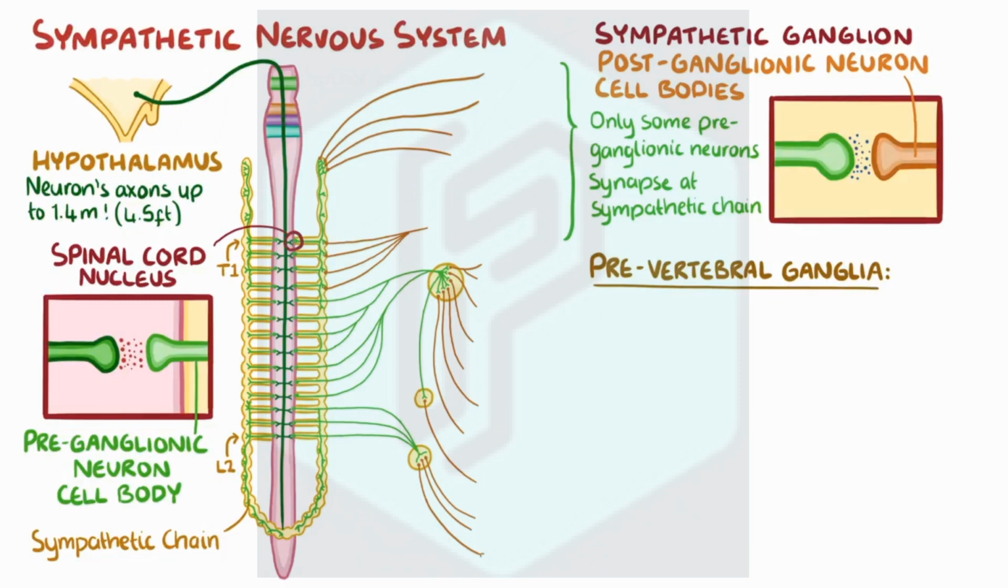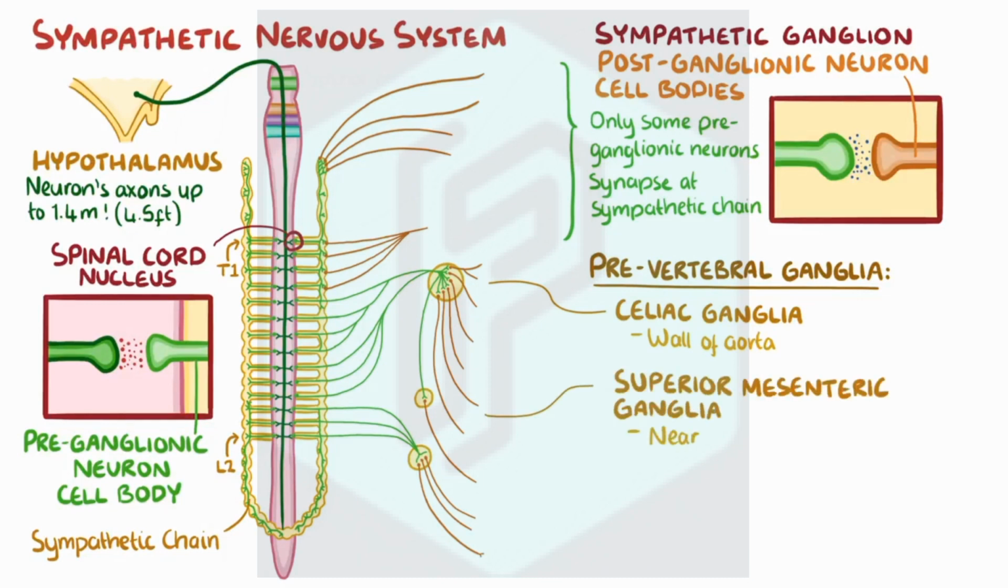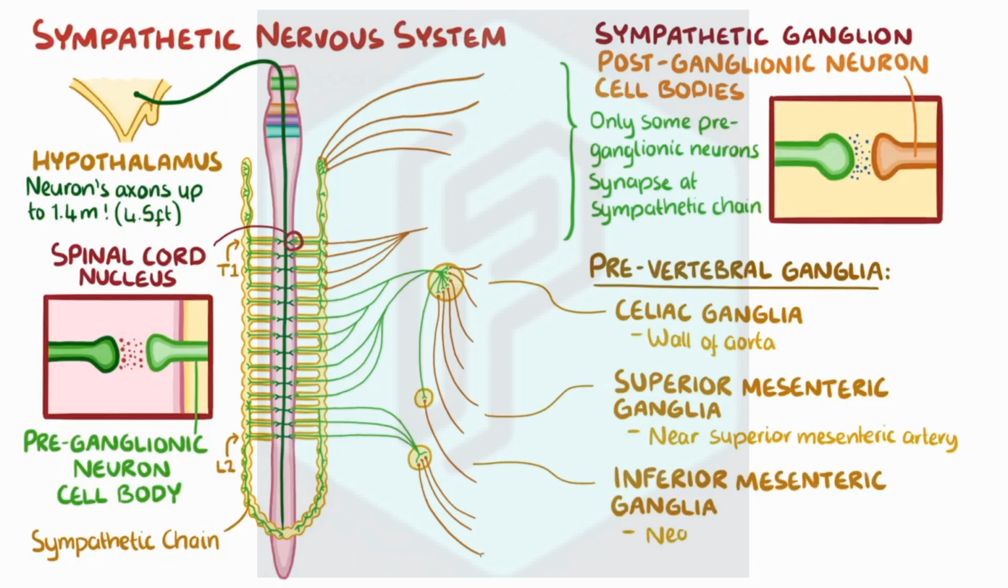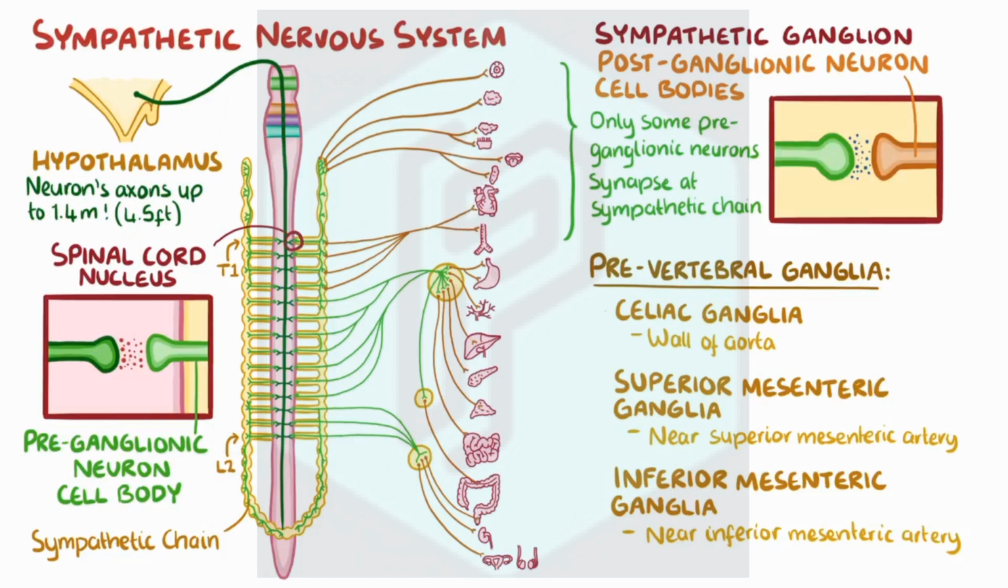Okay, so there are three pairs of prevertebral ganglia. These are the celiac ganglia, located on the wall of the aorta, right above where the renal arteries branch off. Then there's the superior mesenteric ganglia, close to the origin of the superior mesenteric artery, and the inferior mesenteric ganglia, where the inferior mesenteric artery branches off the abdominal aorta. Finally, from both paravertebral and prevertebral ganglia, the axons of the postganglionic neurons leave the ganglia to reach the internal organs, where they synapse with the cells of the target organs.